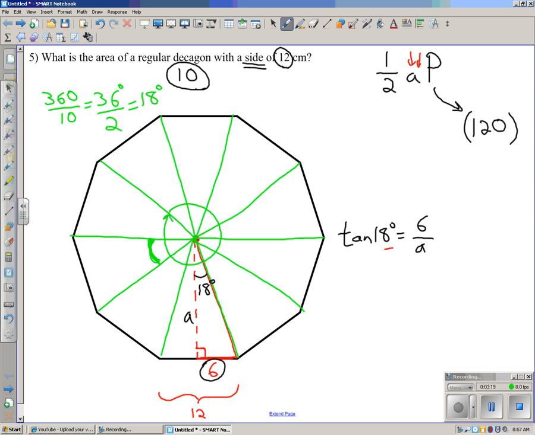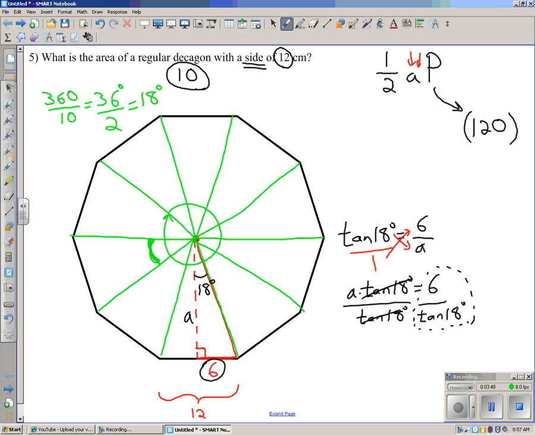Now, if I put this over 1 and do my cross multiplying, I get a times the tan of 18 degrees equals 6. 1 times 6 is 6. The a is not by itself yet, so I have to divide by the tan of 18 on both sides. And so now I have a equals 6 divided by tan of 18. This is what you would put in your calculator. When you do that, I've already done it, you get about 18.466. That is the apothem.